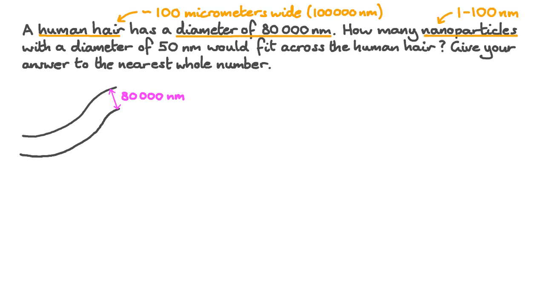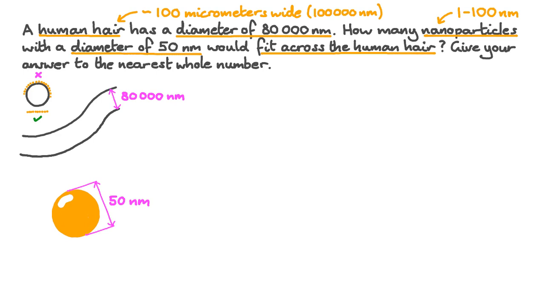Nanoparticles are particles with a diameter of 1 to 100 nanometres. The nanoparticles we'll be using have a diameter of 50 nanometres. I've assumed in this case we're dealing with spherical nanoparticles. Our job is to work out how many of these nanoparticles placed end to end would fit across the human hair. This means we need to work out how many particles in a line are 80,000 nanometres long, and we shouldn't overthink it and place the nanoparticles on the surface of the hair.